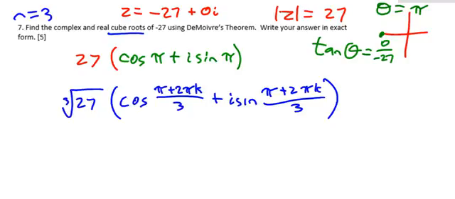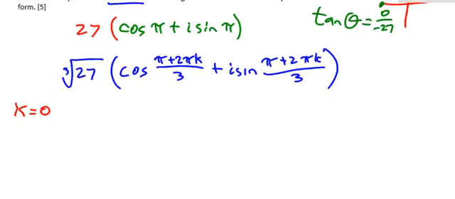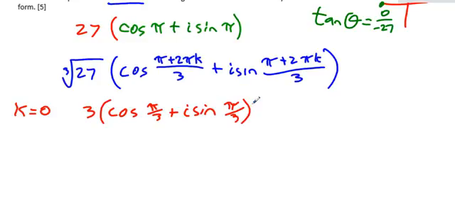And then we have to do different values of k, starting with 0. So let's start with 0, and then we'll do 1 and 2. Starting with 0, you would get pi plus 0 over 3, and the cube root of 27 is just 3. So 3 times cosine of pi plus 0 over 3 plus i sine of pi plus 0 over 3. These will always be the same angle.